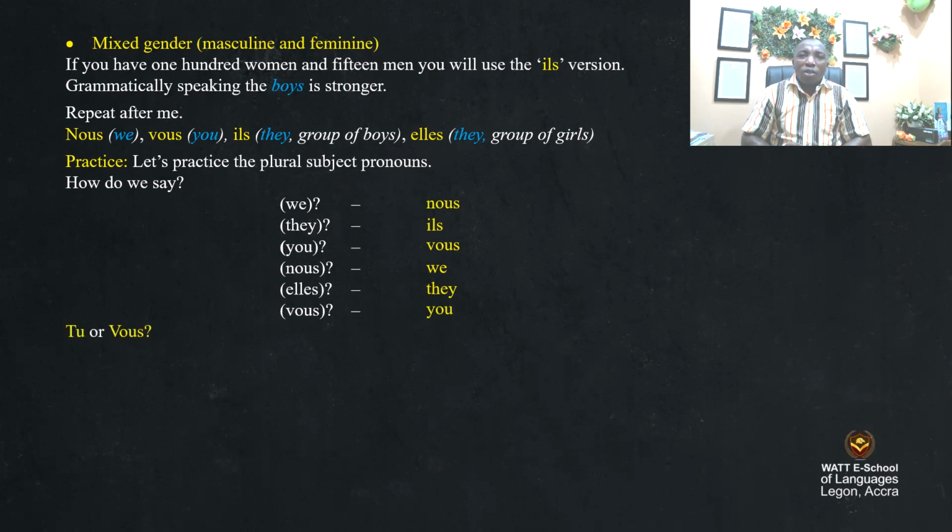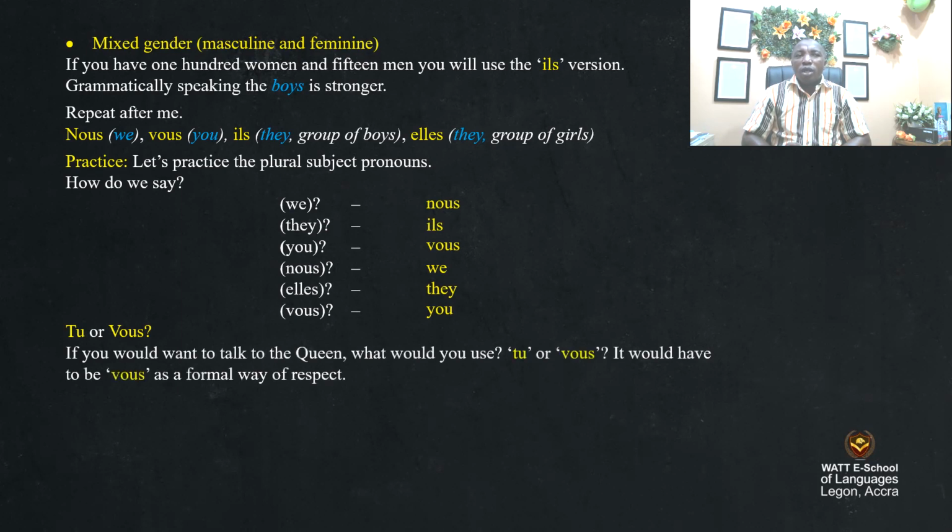Here, why will you use the tu or vous? If you want to talk to the queen, what will you use? Tu or vous? It will have to be vous as a formal way of respect. So tu or vous here, the vous is formal way, or more than one person. That's when you use the vous. When you want to talk to a person in a formal way, use vous instead of tu.